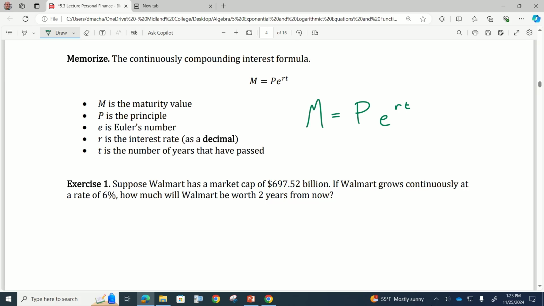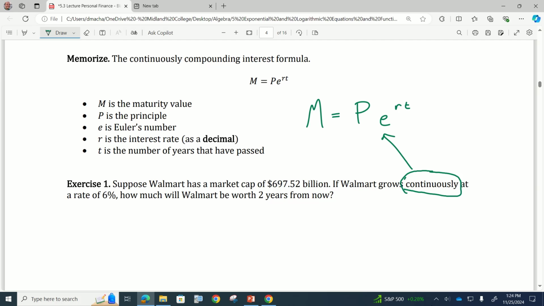And here's a little example. We're going to use this formula. I'll tell you why. Suppose Walmart has a market cap of $697.52 billion. If Walmart grows continuously, and this is the magic word where you see the word continuously, you immediately write down this formula. If Walmart grows continuously, so that formula, at a rate of 6%, how much will Walmart be worth 2 years from now?